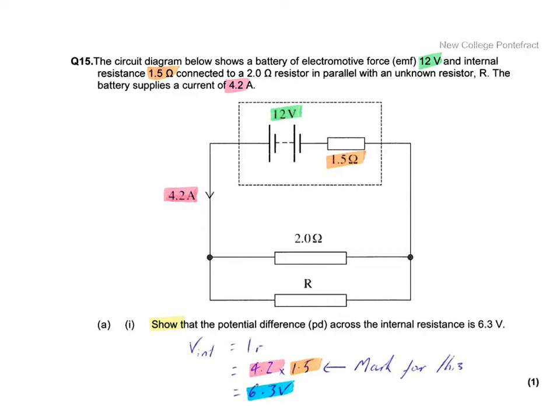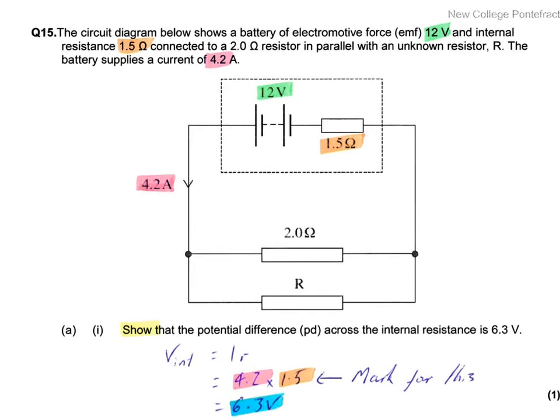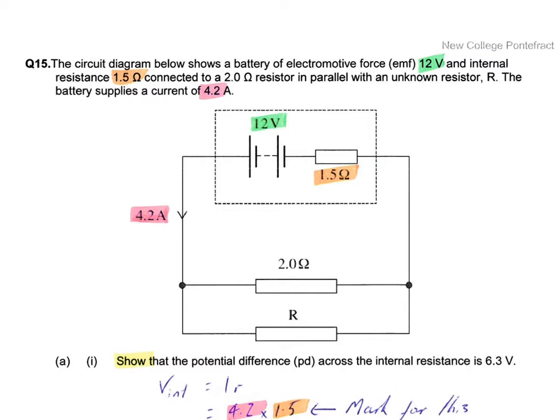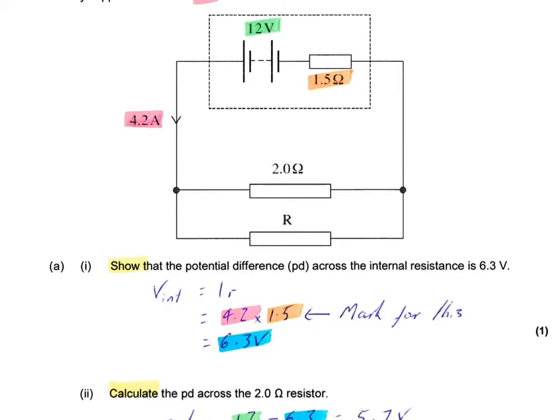And we've got to the electricity homework booklet question 15, and we're shown a diagram of the battery, EMF 12 volts, internal resistance 1.5 ohms, connected to a 2 ohm resistor in parallel with an unknown resistor R, and the battery is supplying a current of 4.2 amps. Show the potential difference across the internal resistance is 6.3 volts.